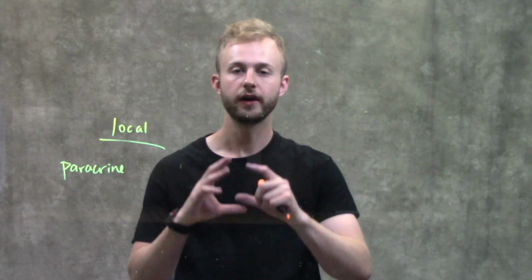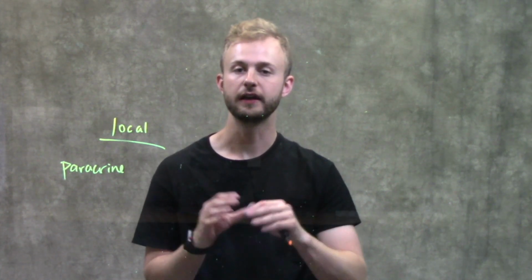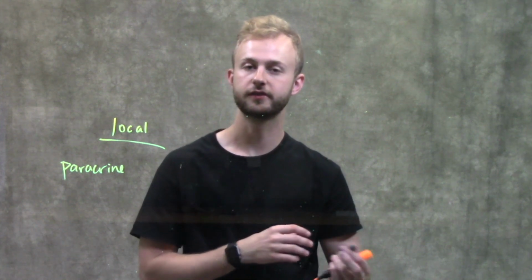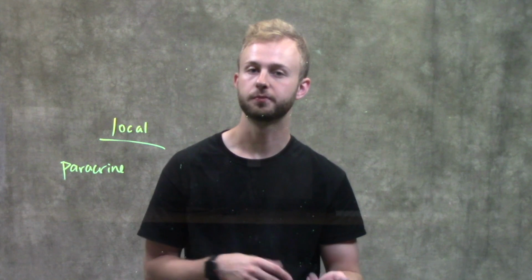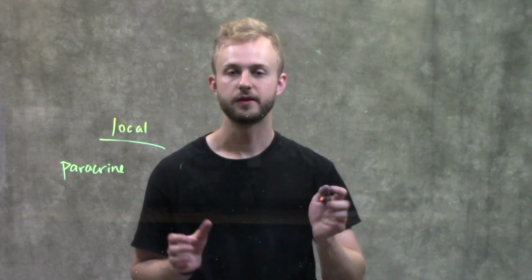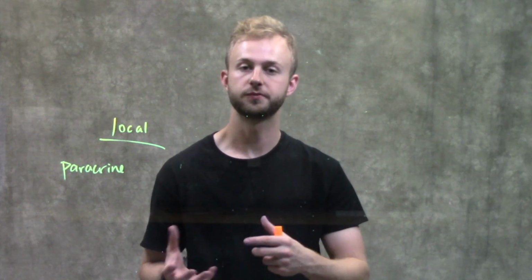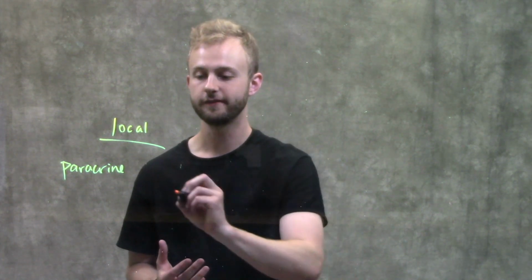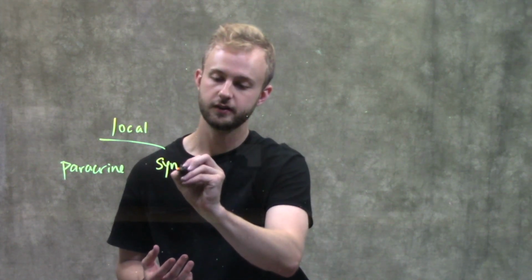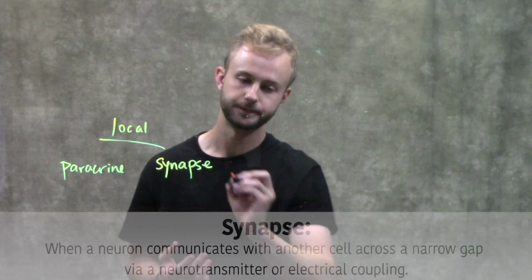And so it will be able to send a signal to any of the surrounding cells, assuming that those cells have a receptor for that molecule. So in that respect, paracrine signaling is pretty non-specific because anything that's around it that's capable of responding will get that message and will be able to respond. So a more specific kind of local signaling is signaling that takes place at the synapses.